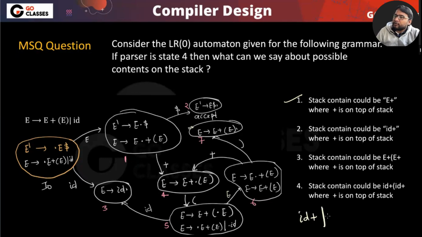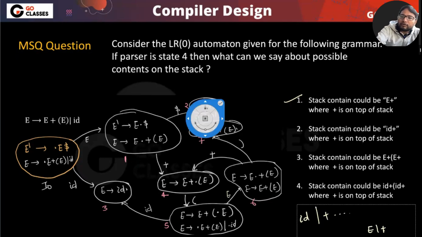Can it ever be on the stack? Forget about whether you are in state 4 or anything. Whenever ID is coming, you will be reducing it to E, right? It can never be on the stack. You won't be shifting the plus. So if ID is coming, and then let's suppose plus, first you will reduce that to capital E, and then you will be shifting the plus. So E plus can be on the stack, but ID plus can never be. Forget about any state or anything.